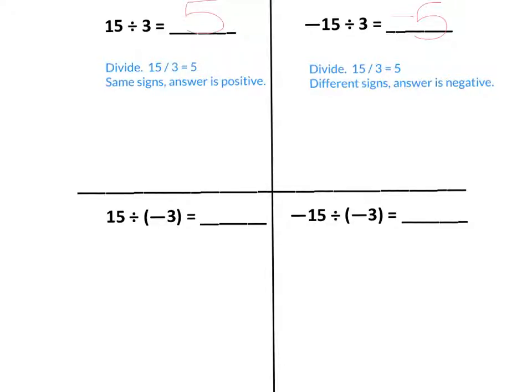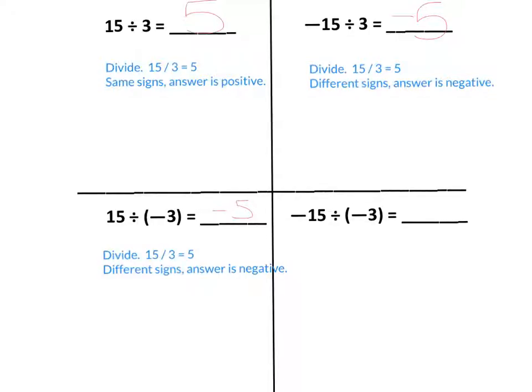The third example, 15 divided by negative 3. We go through the same process. We're going to divide. 15 divided by 3 we know is 5, especially at this point by the third example. Now we can note that we have different signs because 15 is positive, 3 is negative, and therefore our answer is negative. This means that 15 divided by negative 3 is negative 5.